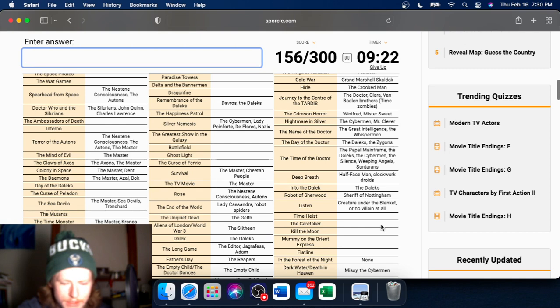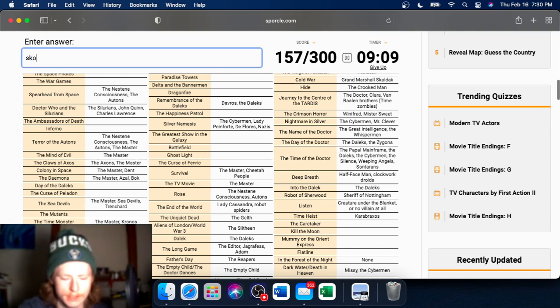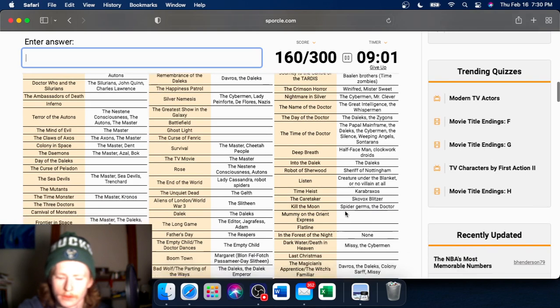Time Heist is Carabraxos. You could have said the Teller because that's technically the monster in the episode. The Caretaker is the Skovox Blitzer. Thank you. Kill the Moon is spiders. Mummy on the Orange Express. The Mummy. Oh, it's going to make me say the Foretold.